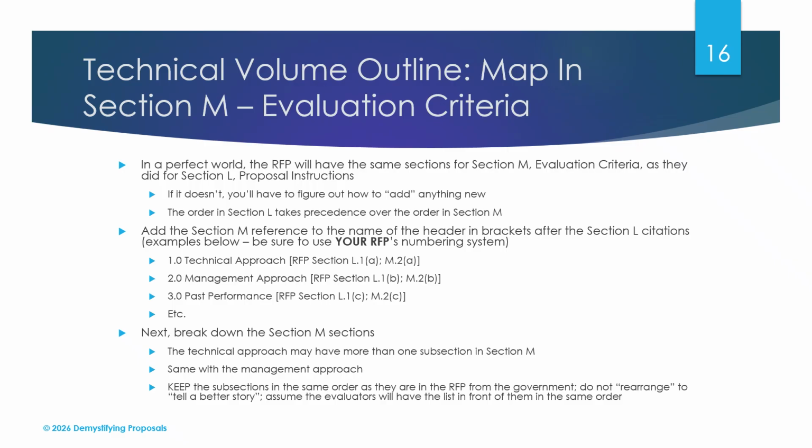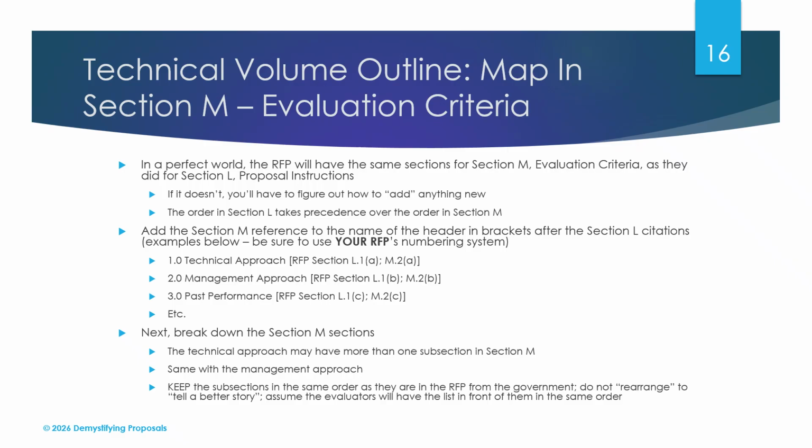Add the section M references to the name of the header in the brackets after the section L citations. So, using the example that we had before, section 1 is technical approach, and we include in the brackets both a section L reference and a section M reference. This is to make it easy for the evaluators to find the information when they're doing their evaluation.